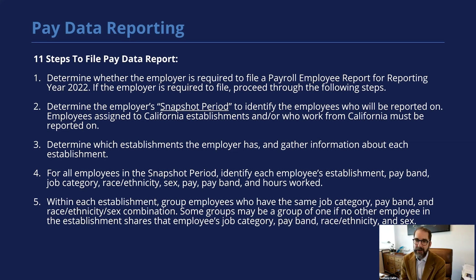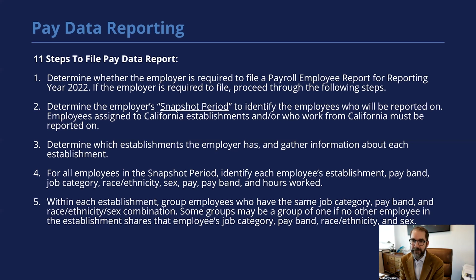And the snapshot period is used to identify the employees who are going to be reported on. And then third, the employer needs to determine the establishment the employer has, any establishments, and gather the information about each establishment. And then for all of the employees that are captured in that snapshot period, the employer then has to go back and gather this information for the employee over the full year, the reporting year. So in 2023, we're in reporting year 2022, has to pull the information for the employees, where they work, the establishment, the pay band, job category, race, ethnicity, sex, pay band, and hours worked.